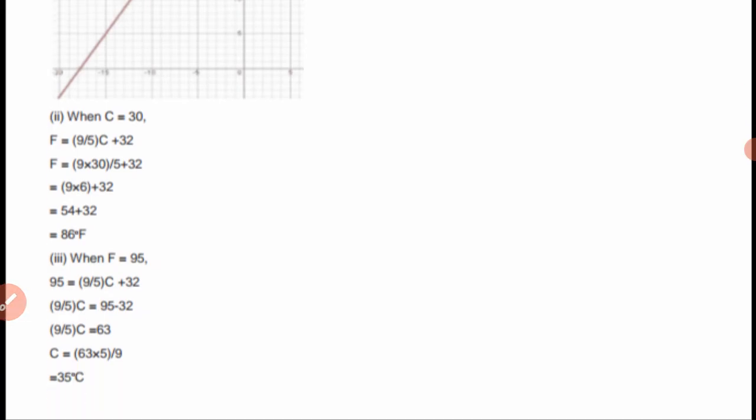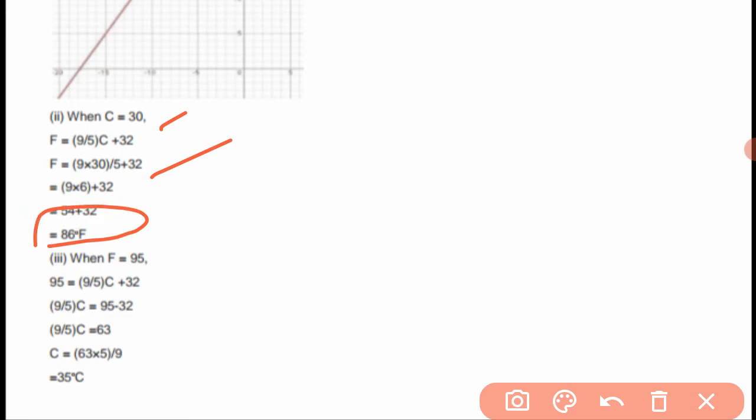Now in the second case it is asking, when C, meaning Celsius, is 30 degree, what is the degree in Fahrenheit? So in this formula we have to put the value of C equals 30. By putting C equals 30, F equals 9 into 30 upon 5 plus 32. So Fahrenheit will be 86 degree Fahrenheit, meaning when the temperature is 30 degree Celsius, it will be 86 degree Fahrenheit.